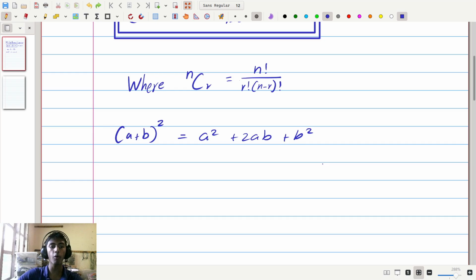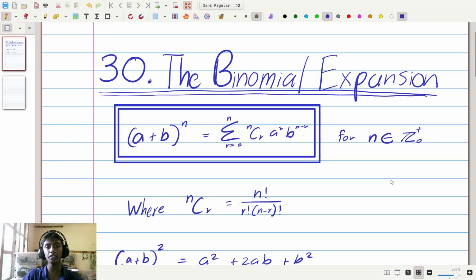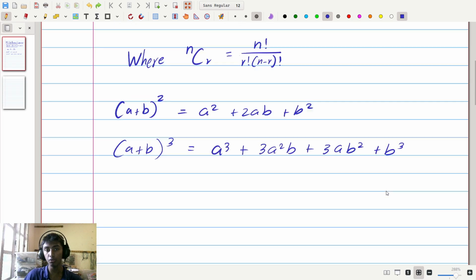In later grades, you would have also probably done a plus b whole thing cubed, and either by distribution or some other method, you would have found that this is equal to a cubed plus 3a squared b plus 3ab squared plus b cubed. What the binomial expansion allows us to do is to write sums like this for any a plus b to the power of any n. We could write a plus b to the power of 4, a plus b to the power of 5, and so on for any n that is greater than or equal to 0.